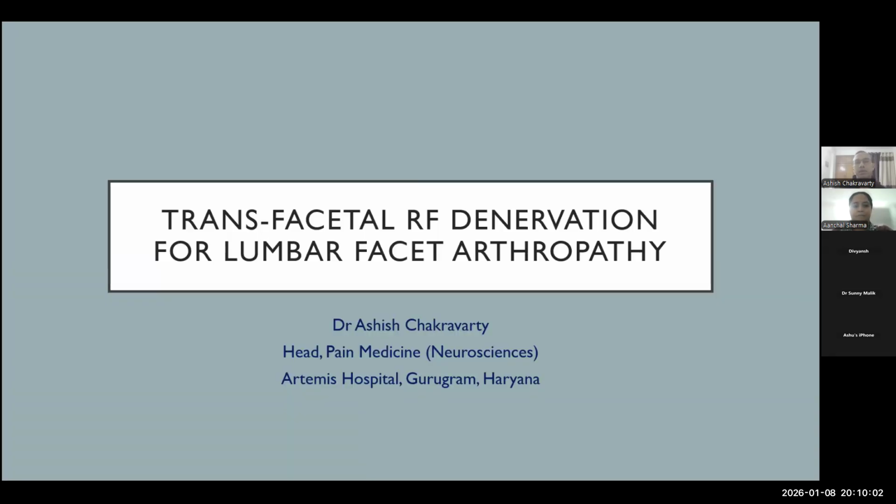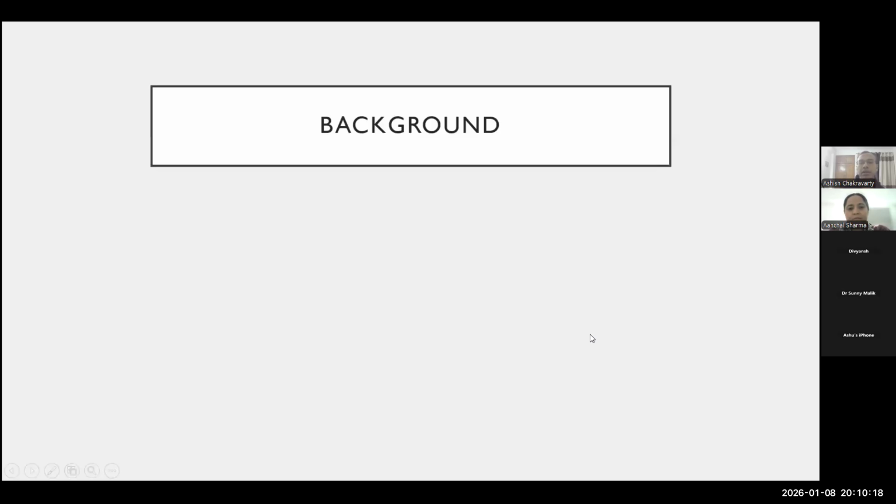Starting with the topic for the evening today. The first topic is the transfacetal radiofrequency denervation for lumbar facet arthropathy. So basically, it is a modification of a new technique which I'm going to describe, and this has been done by me. I started doing this procedure in 2023. And let us start with the background of the technique.